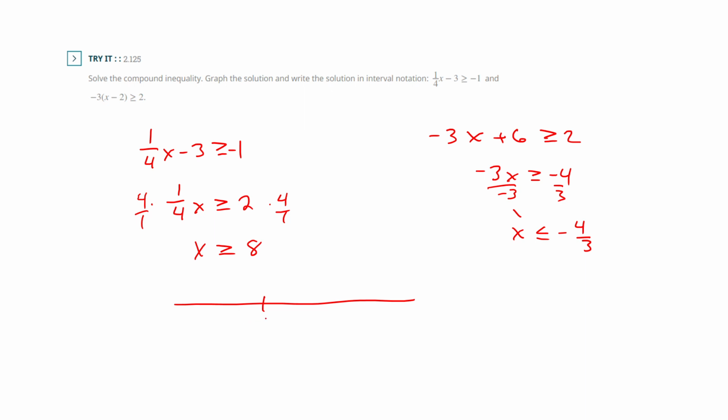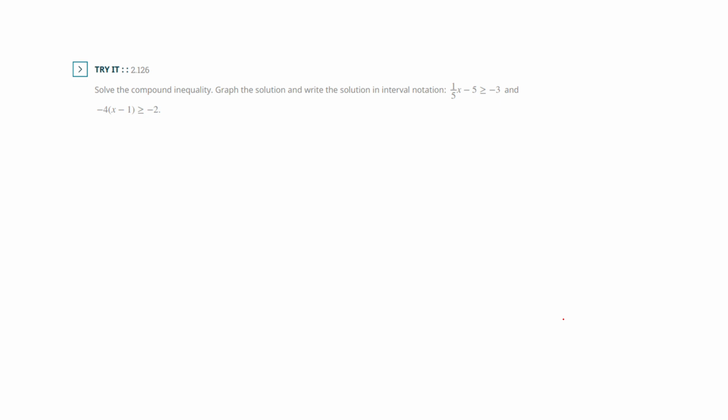So that's what's going to cause us the dilemma here. If this is -4/3, I've got a bracket going this way. This is 8. I want to be greater than or equal to 8, so I'm going that way. And it was an and, so there's no solution. Okay, pause if you want to try yourself. Again, I have a feeling we already know what this is going to be because they tend to do that.